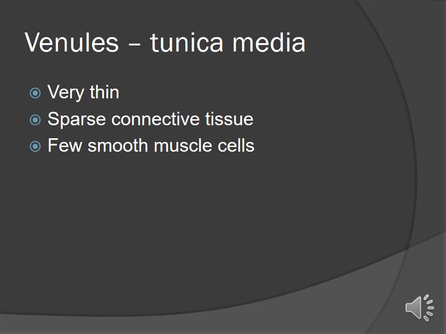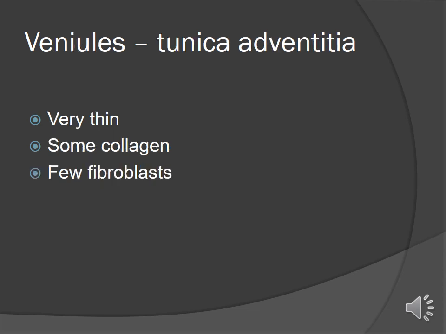The very thin tunica media contains sparse connective tissue with few smooth muscle cells. The tunica adventitia, the outermost layer, is also very thin and contains some collagen and few fibroblasts.